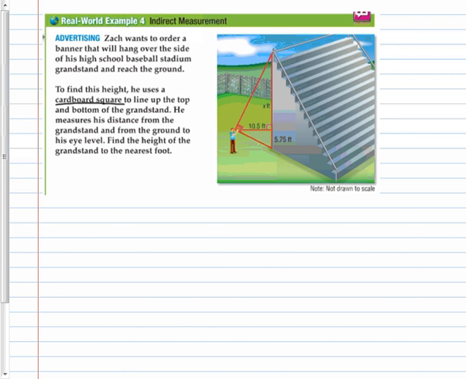He knows his eye happens to be 5.75. It's kind of bright or dark over there because it's bright over here, at least for me. I don't know if that helps you.